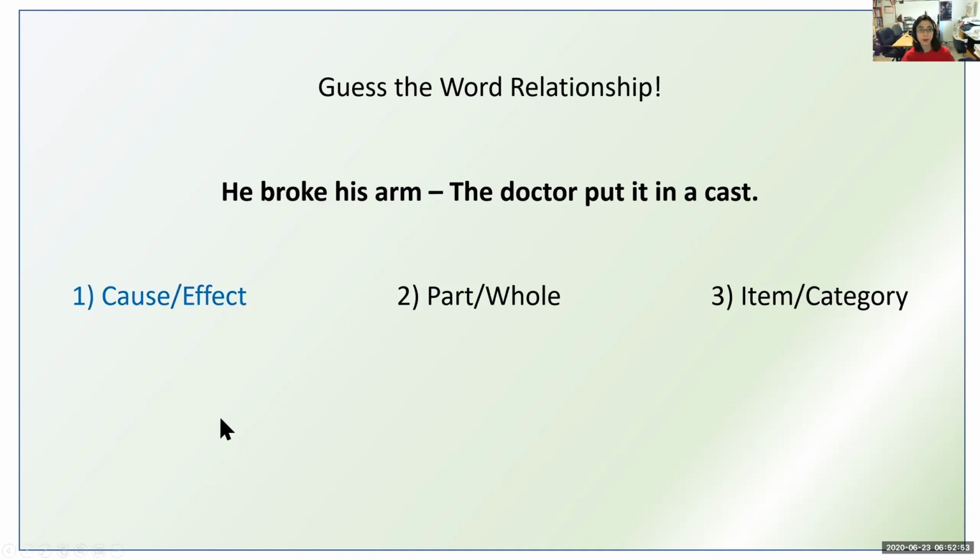Alrighty, so this one would be cause effect. So he broke his arm, that's our cause, and the doctor put it in a cast, which is the effect. So the doctor put his arm in a cast because he had broken his arm. So that's a cause effect.